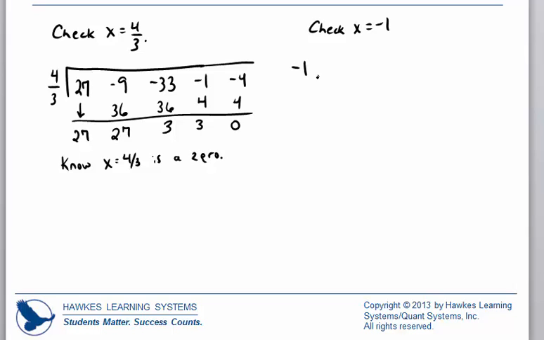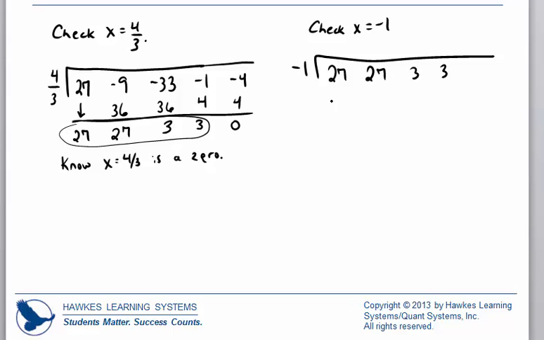Now, you don't want to go back to the original problem with this because you've already reduced your polynomial one time and you've come up with this. So we actually want to use this first step here to do our synthetic division the second time. So I'm going to use these coefficients. We're going to drop down the 27. -1 times 27 is -27. Add and we get 0.